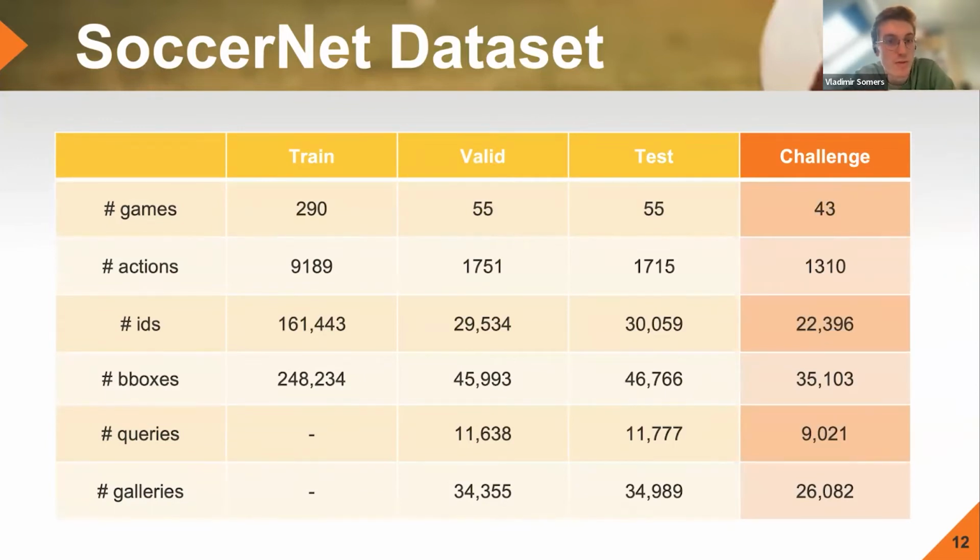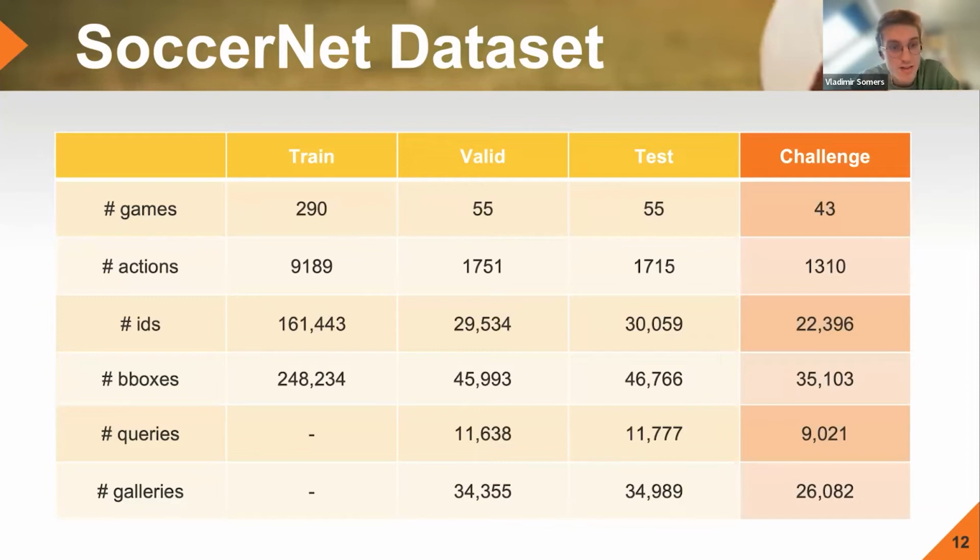Here is a small table with some interesting stats about the SoccerNet ReID dataset. You see that we divided the dataset into 4 splits. There is a train set, which is used for training and doesn't have a query and gallery split because, as you know, splitting the dataset into queries and gallery is only useful at inference when you want to evaluate the performance of the model. So this is why it is not done for the training set.